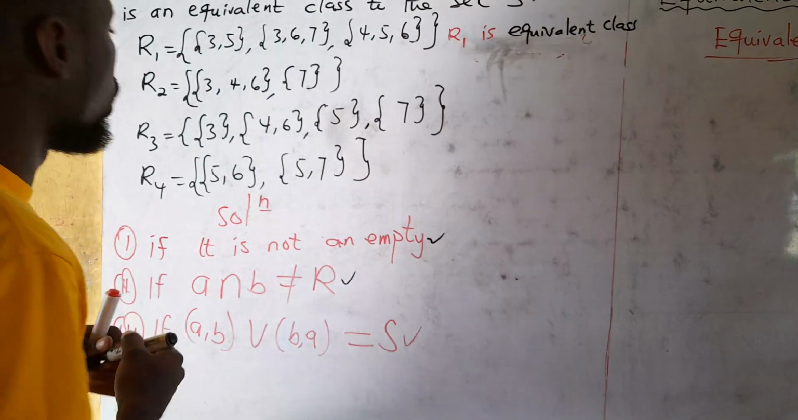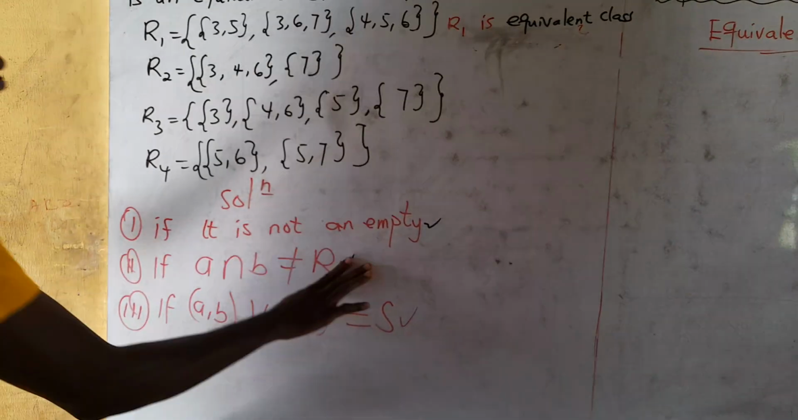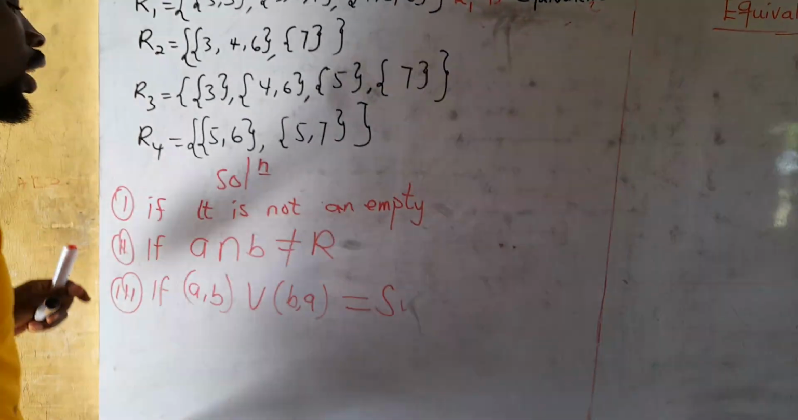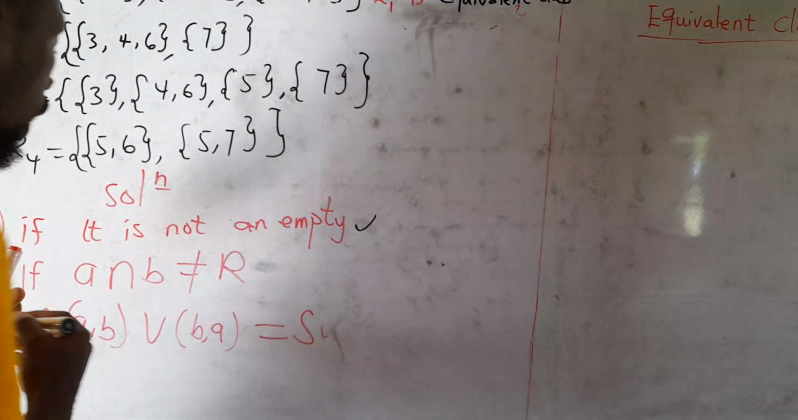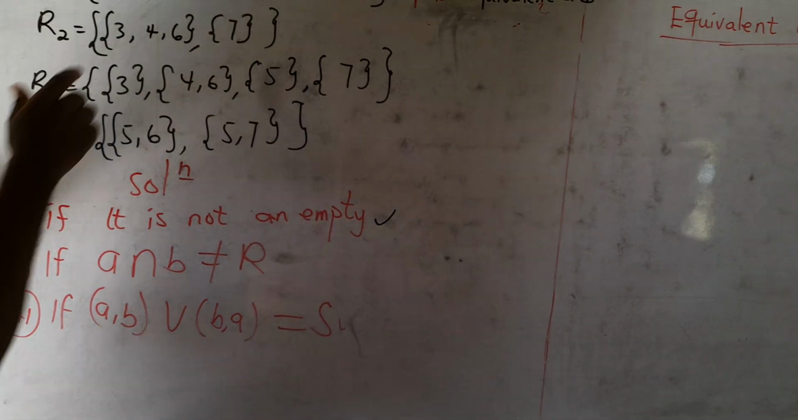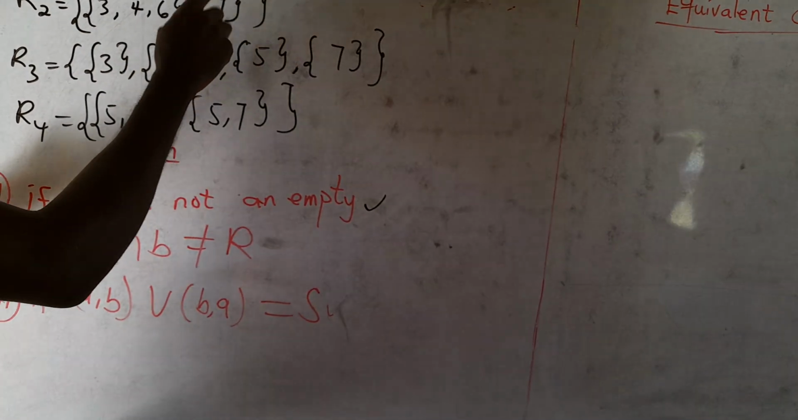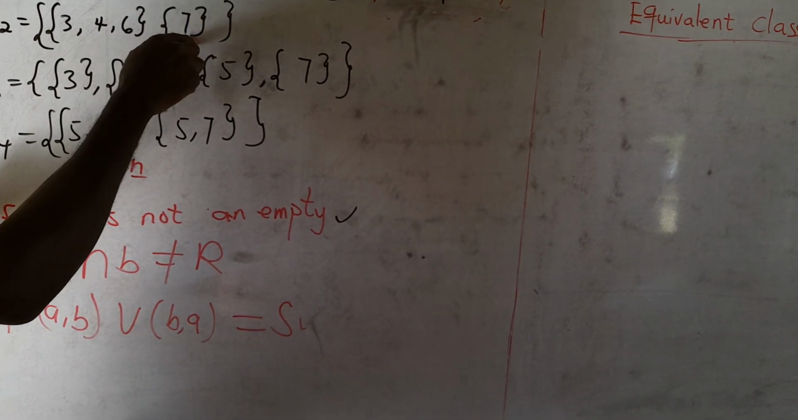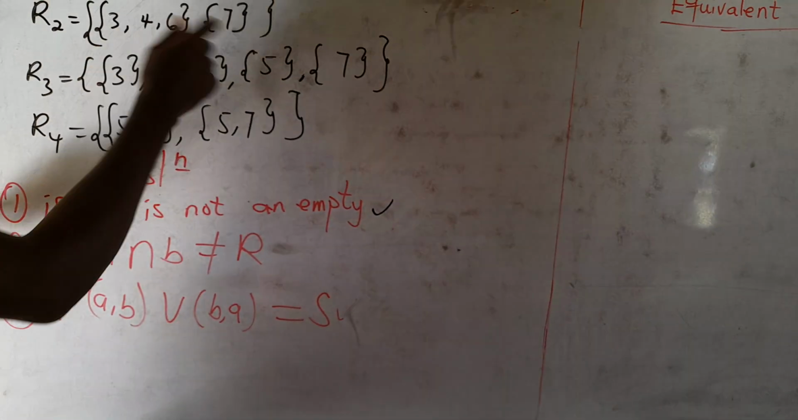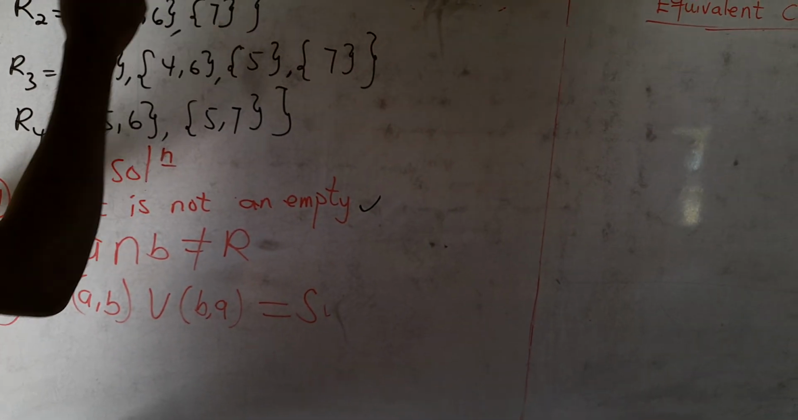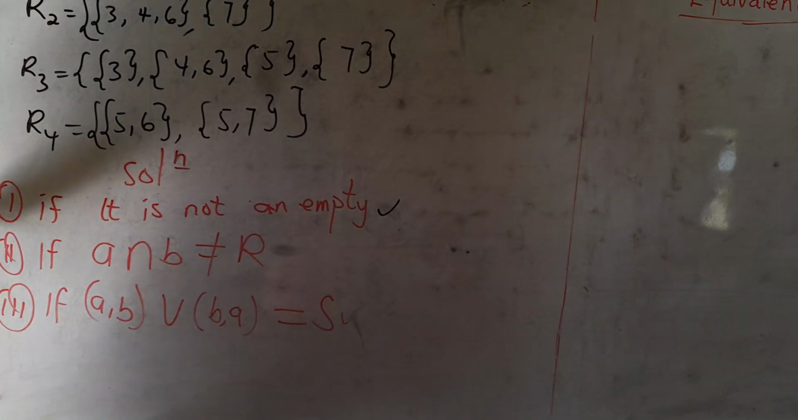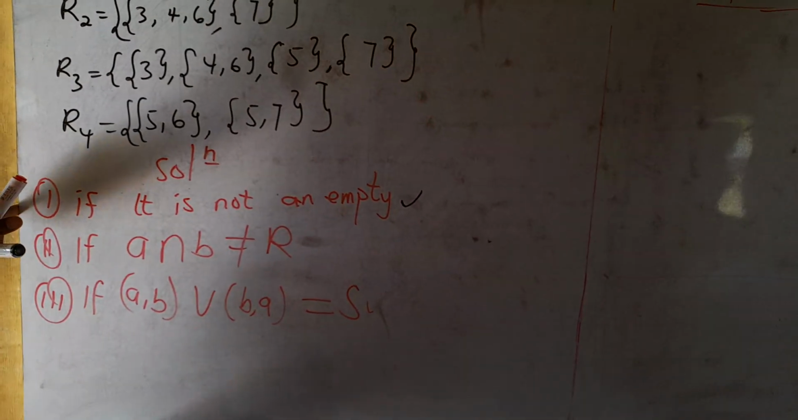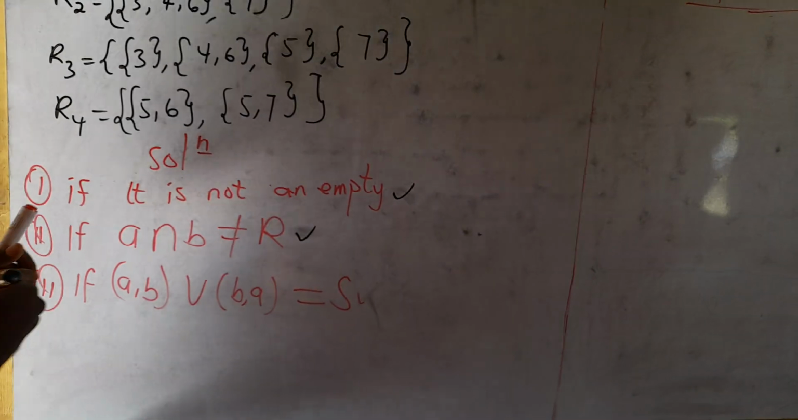Now we check the R2. So check first whether it is an empty set. Is it an empty set? No. So first condition satisfied. We check the second condition. {3, 4, 6} intersection {7}. The intersection is an empty set since there is no common element. Since it's an empty set, we find whether the empty set is a member of the relation R2. It's not, then it satisfies that condition too as well.